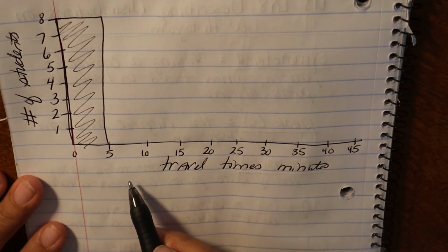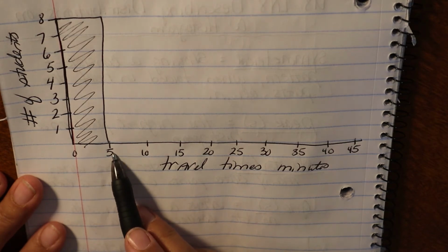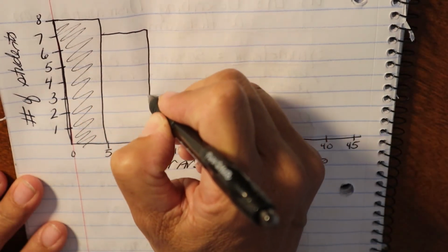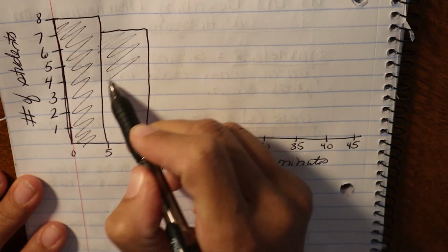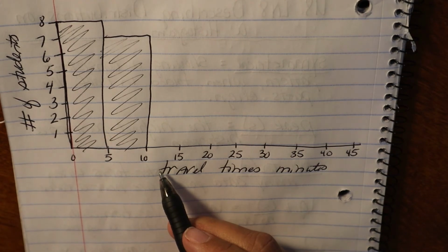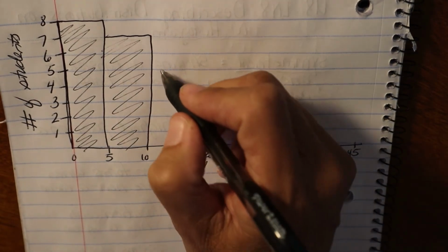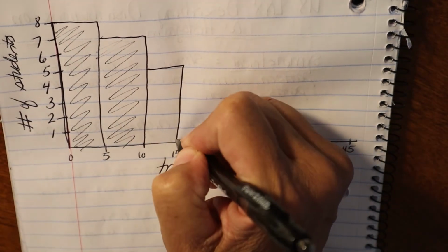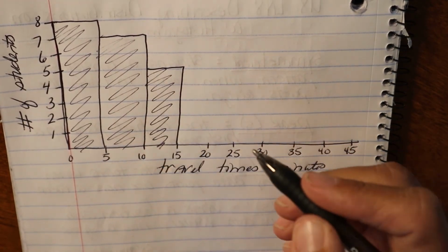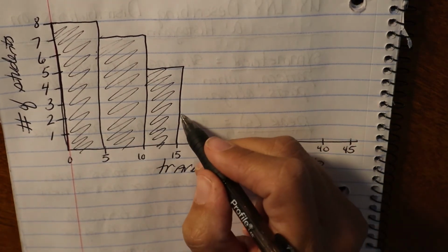We had 7 students that could travel. It took them 5 to 10 minutes. So I'm going to come up to the 7, come down to the 10, and shade it in. Hopefully you guys are doing this with me. We had 5 students. So I'm going to come up to the 5. That takes them 10 to 15 minutes to get to school. We had 2 students. So come up to the 2.